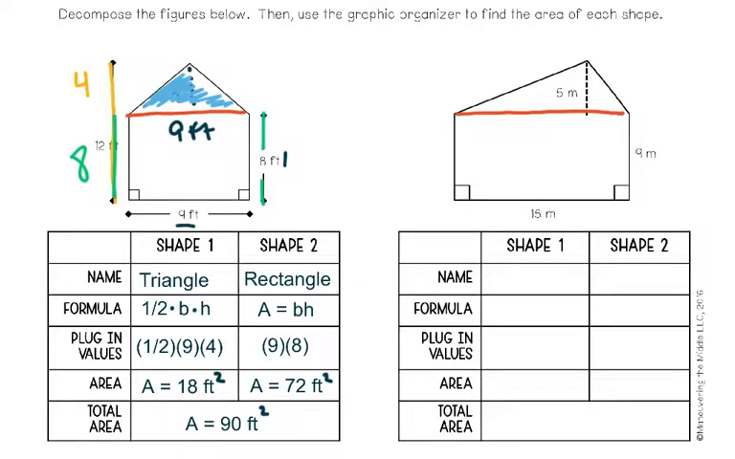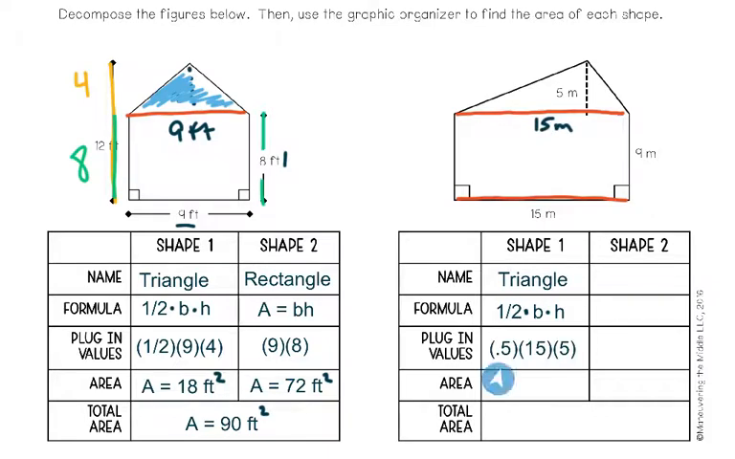Okay, so let's find the area of the triangle first. Just like the last time, I know that the formula for area of a triangle is 1/2 times the base times the height. So I need to find the red line's base length because I don't have it right away. So I need to look in other parts of this shape. And if you look, that red line matches with this red line. 15 would be the length of the base of this triangle.